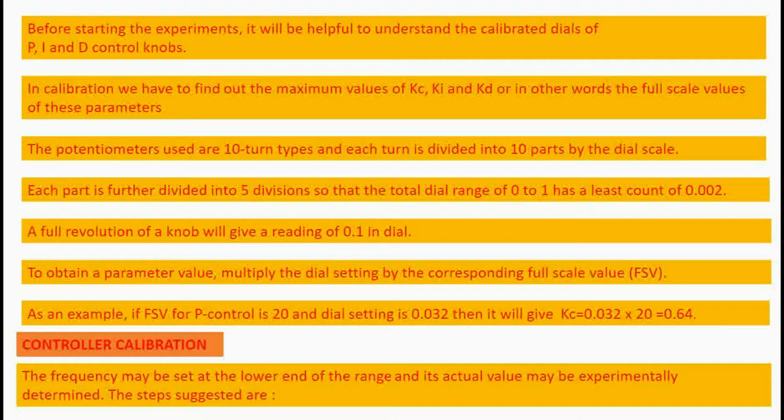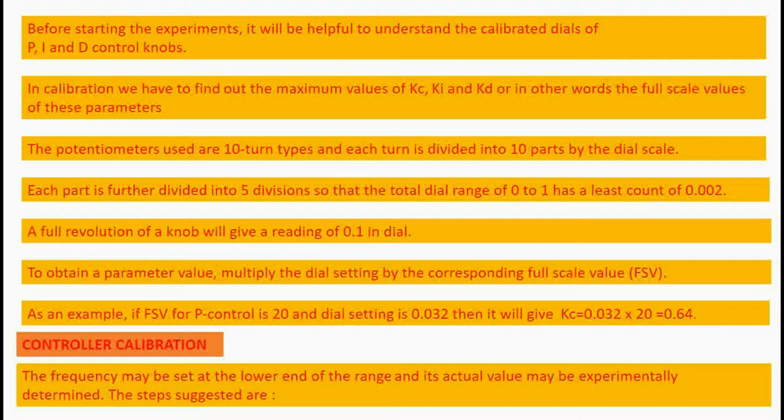And these potentiometers are of 10 turn types, and each turn is divided into 10 parts by dial scale, and each part is further divided into 5 divisions, so that the total dial range of 0 to 1 has a least count of 0.002. A full revolution of a knob will give a reading of 0.1 in a dial. To obtain a parameter value, we have to multiply the full scale value.